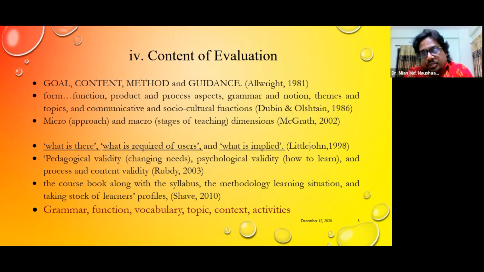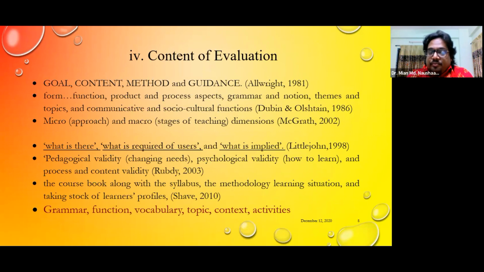Now, since we got some idea about the agency and the rationale, the question is what to evaluate. When we are evaluating course books, what will we evaluate? There are many things to evaluate in English language course books. For example, Albright mentioned goals, content, method, and guidance. Guidance is definitely about teaching, how a certain book is going to be taught. So the book can also include that kind of plan sometimes. In fact, presently, all these communicative books give some ideas to the teachers about how to teach the book in the classroom.